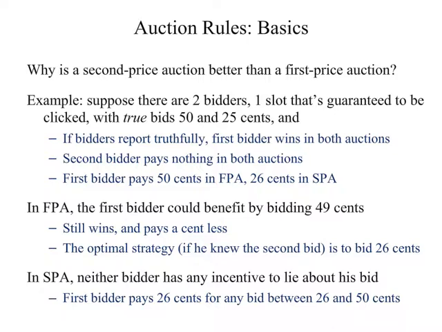And the optimal strategy, if he knew the second bid and the second bidder wasn't responding, would be just 26 cents. He would just bid 26 cents. That's the optimal point in the first price auction he's looking for. However, that suggests that the second price auction is good. The second price auction is charging him exactly 26 cents.